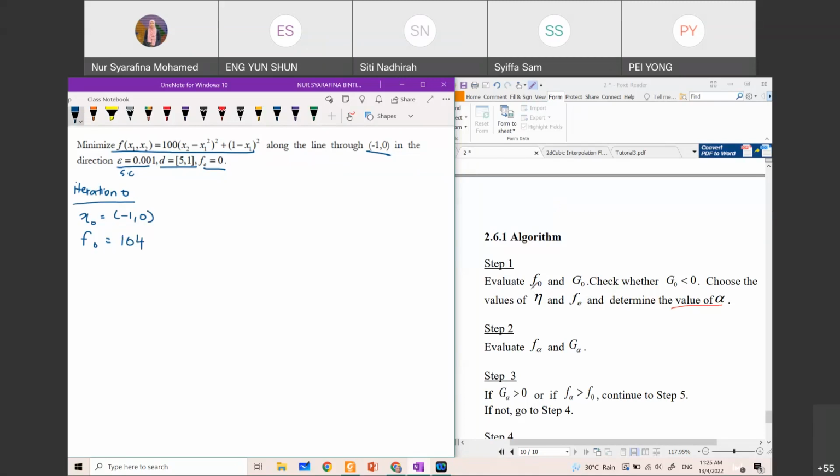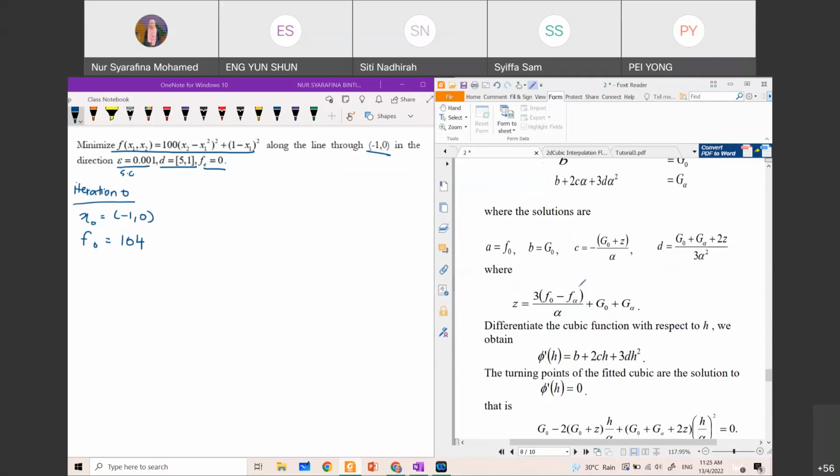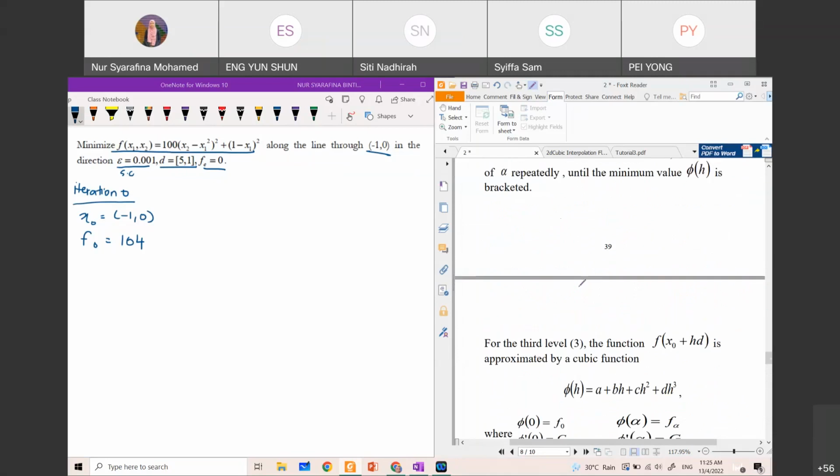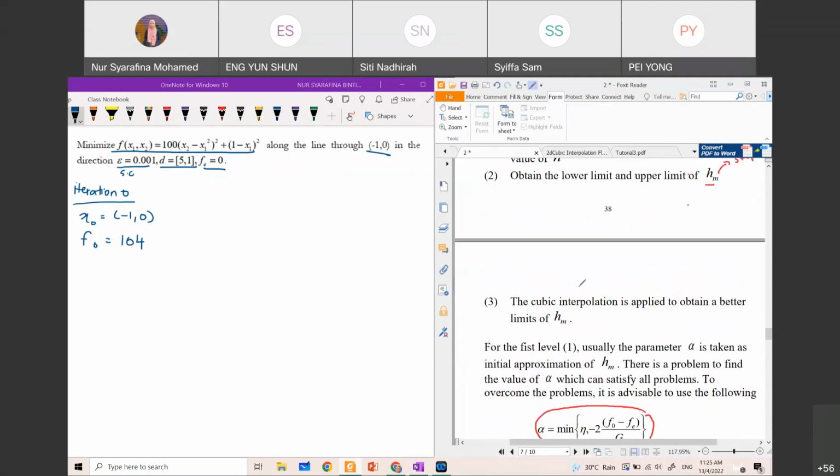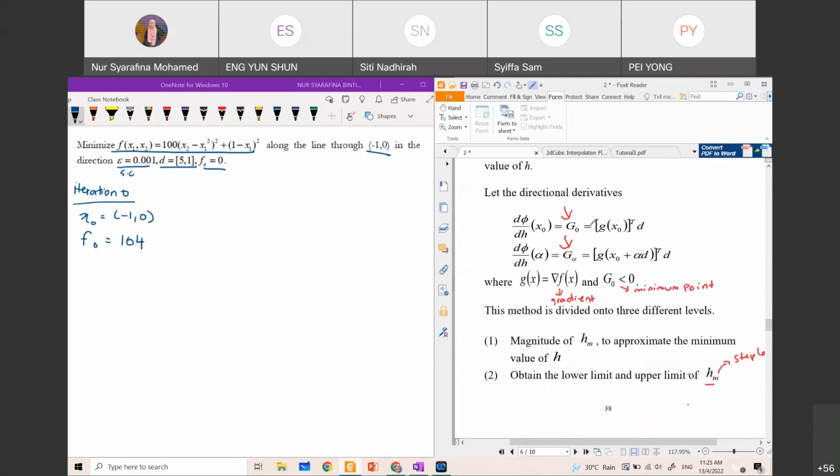Okay, evaluate f0 and g0. Check whether g0 is less than 0. Choose the value of beta and eta and determine the value of alpha. So now, what is g0? Let's take a look. g0 is given by g(x) transpose times d, where g(x) is the gradient of f(x).